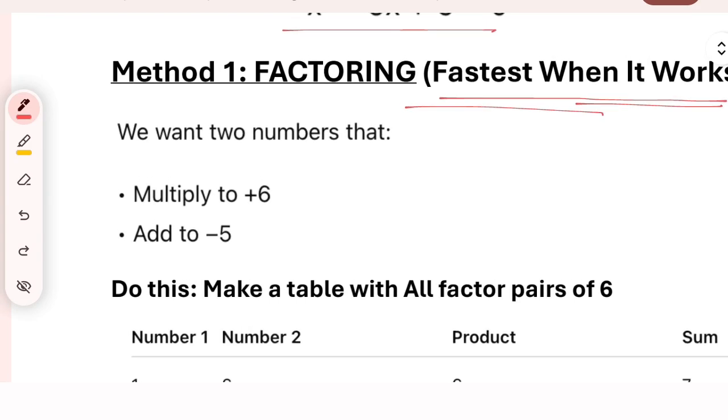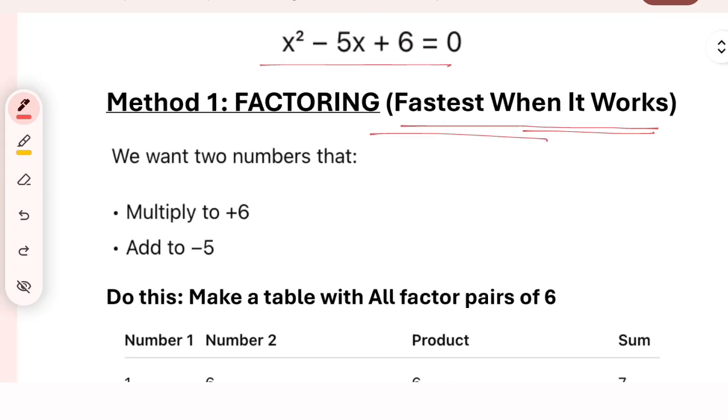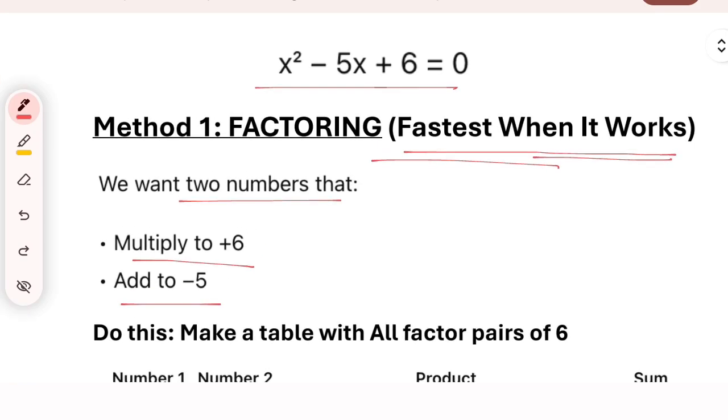So what does factoring mean? Meaning we want to have two numbers that, when you multiply them, will be 6, and when you add them, will be -5. Where did it come from? It is from here. Two numbers, when you multiply those two numbers, it would give you +6.